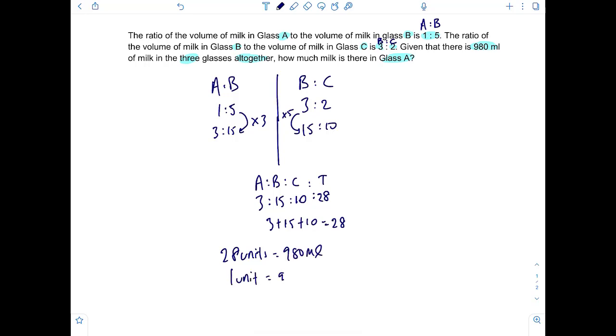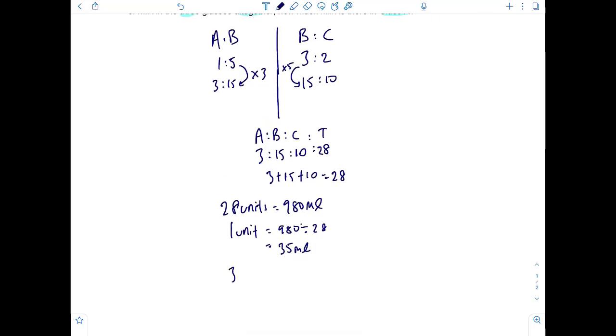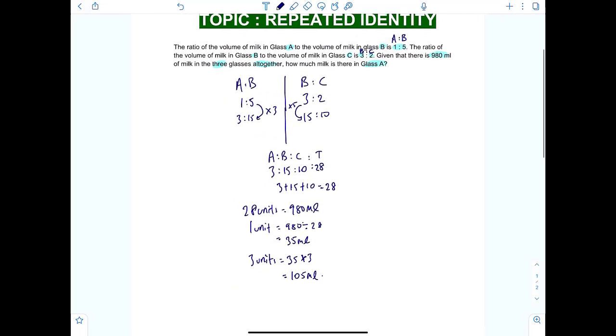So 1 unit is 980 divided by 28. $35 ml. So how much milk is there in glass A? Now glass A is over here. 3 units of milk is inside glass A. 35 times 3. 105 ml. Final answer for this question, 105 ml.